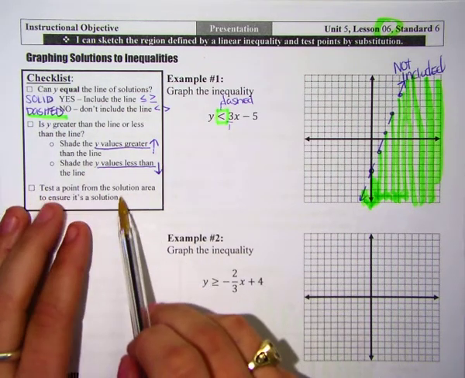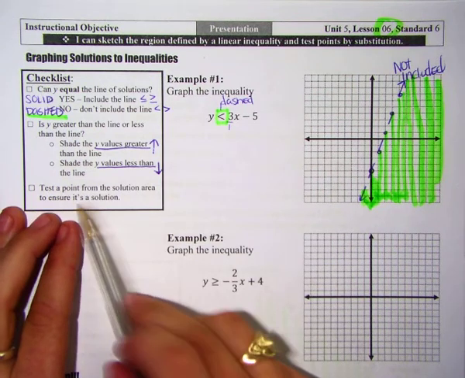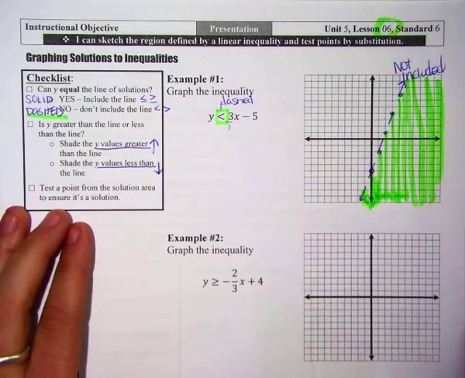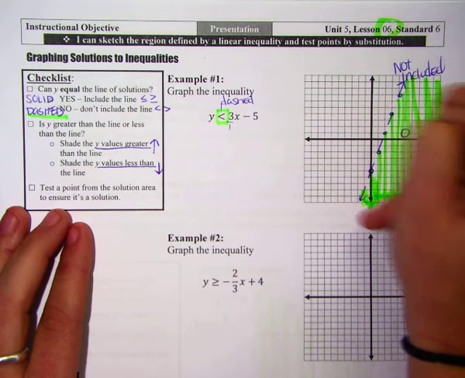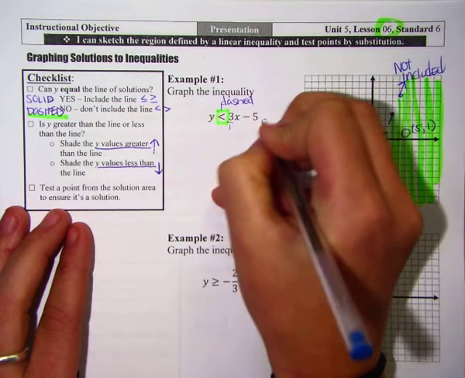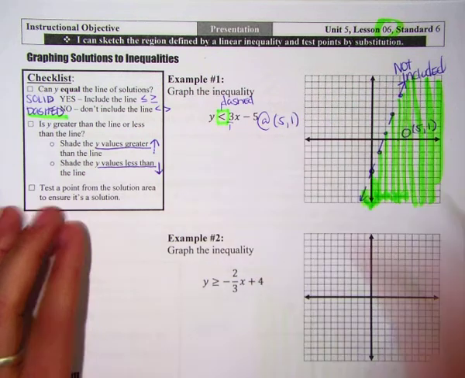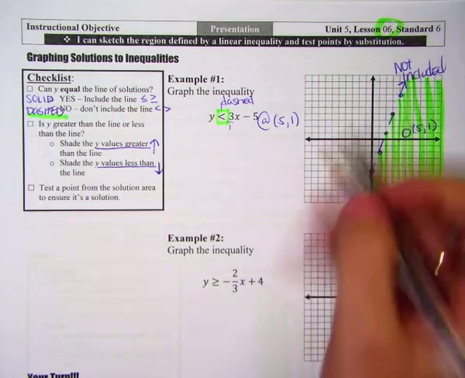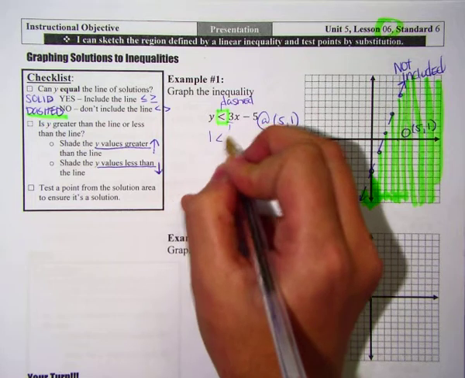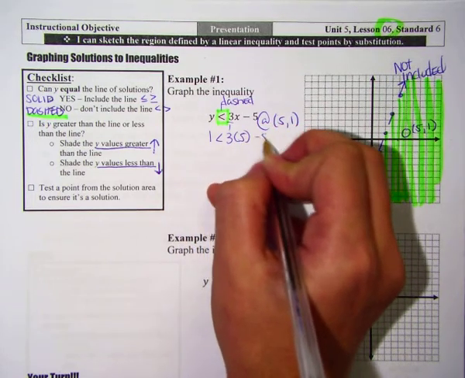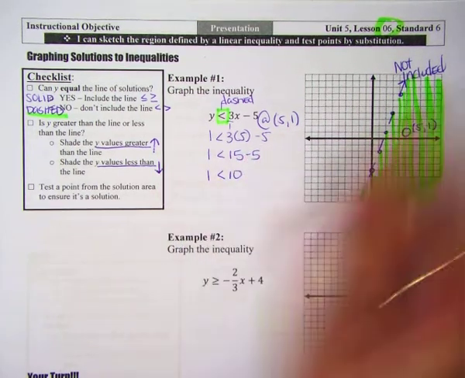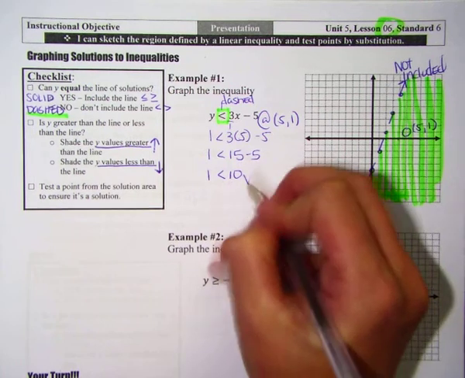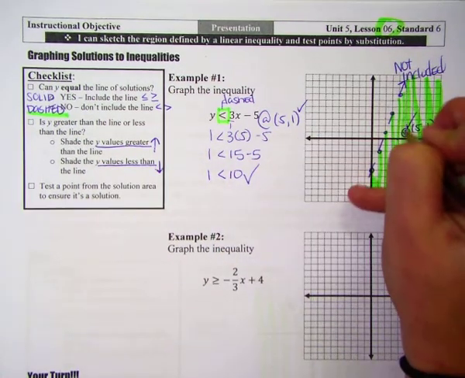The last thing says to test a point from the solution area to ensure it's a solution. So I can grab any point over here. Let's say, I don't know, like this point here, 1, 2, 3, 4, 5, 1. And I'm going to test it to make sure that it's true because it's in the solution area. So 1 is less than 3 times 5 minus 5. 1 is less than 15 minus 5. 1 is less than 10. 1 is in fact less than 10. So this is a solution.